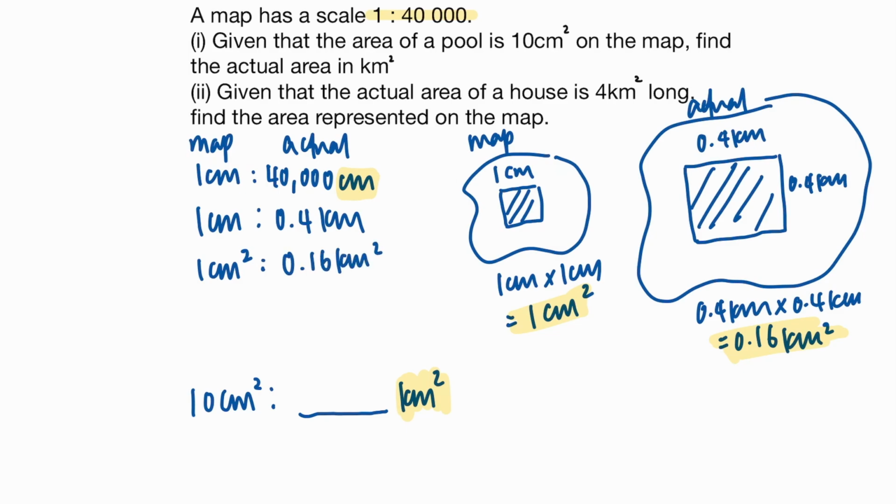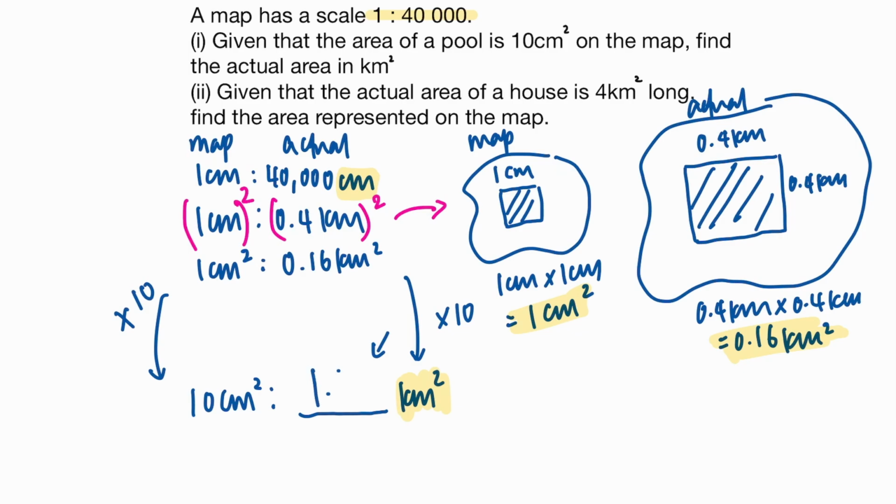In the simplest form, you can also do this in exam. You can just take a bracket and square it. So it will be faster. Now, the squaring is represented by the diagram here. Next, we're going to find 10 cm square. In order to find what is 10 cm square on the actual, we just multiply by 10 and multiply by 10, and that gives us 1.6 km square.